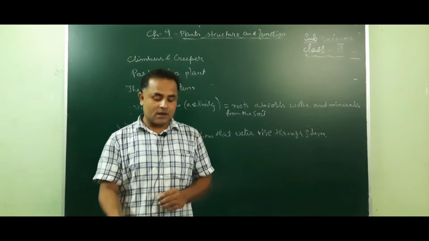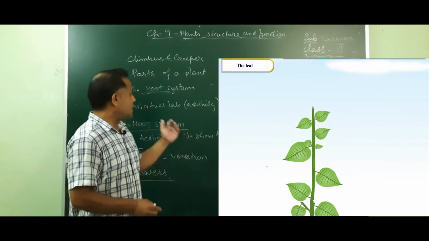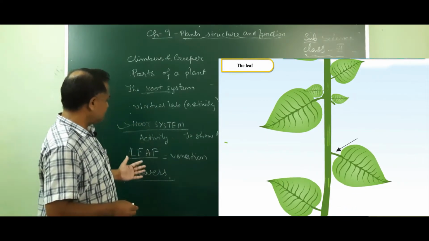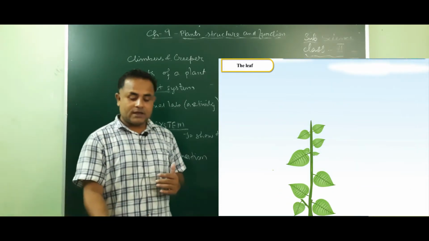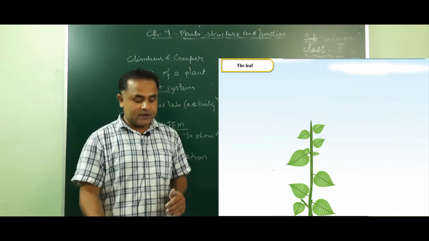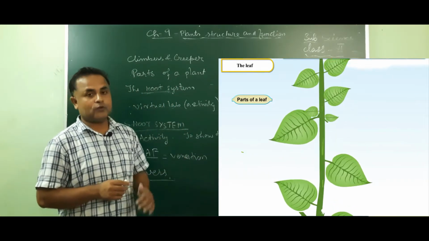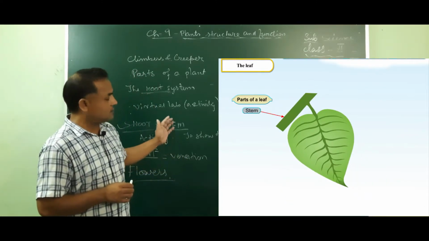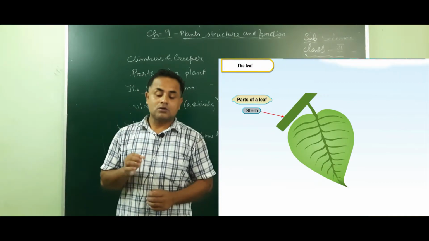Now next comes the leaf. Leaf is also a part of the shoot system. First we get the stem, then leaves. These leaves are the important parts of the plants because they can make food for the plants. The leaves arise from the stems at some points called nodes.